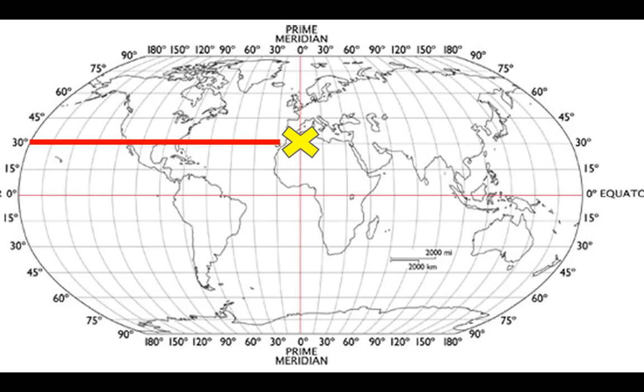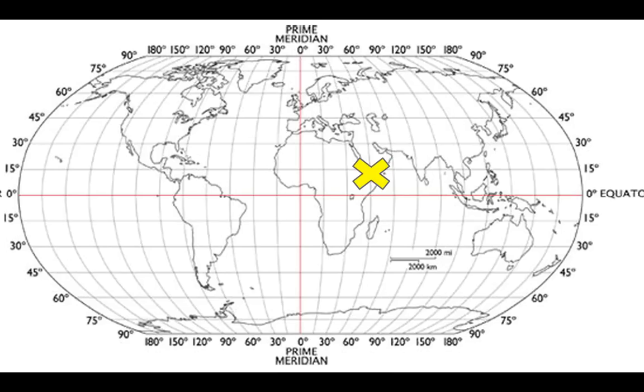Okay, so I see that when I trace my line from my location all the way out, I'm at 30 degrees. Now I'm going to trace my line of longitude. Oh good, it's the prime meridian. That's easy. I'm at 0 degrees. So that means that my coordinate pair must be 30 degrees north latitude, 0 degrees longitude.